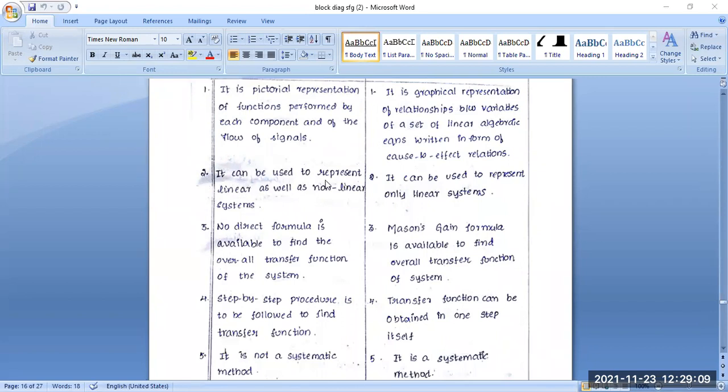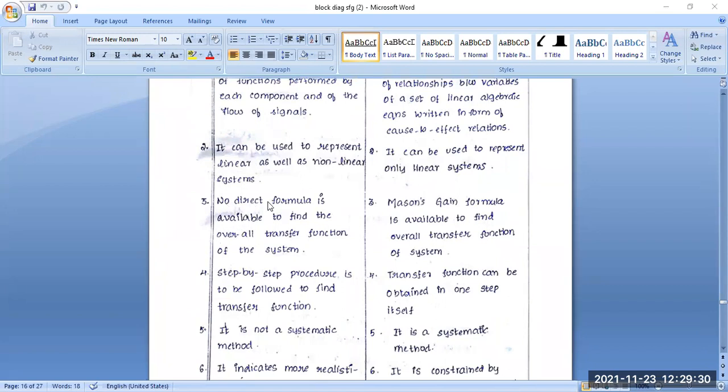Next, it can be used to represent linear as well as nonlinear systems. So this is basically one advantage here. But the signal flow graph method can be used to represent only linear systems. This is one slight difference between the block diagram and the signal flow graph method.